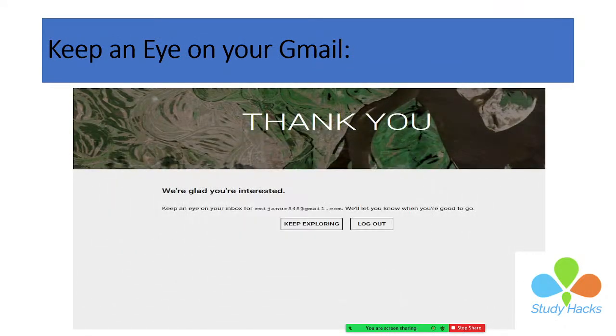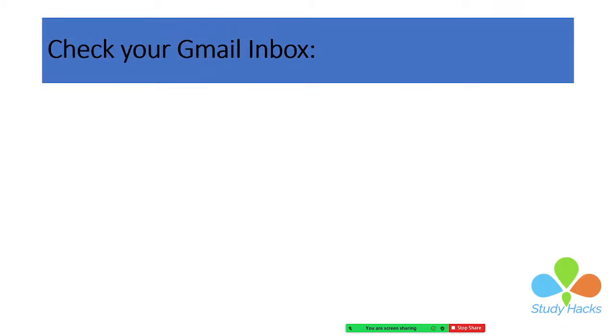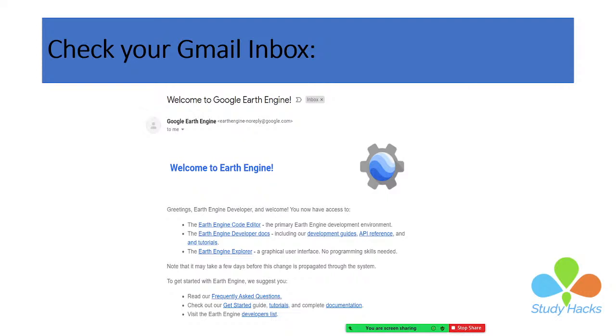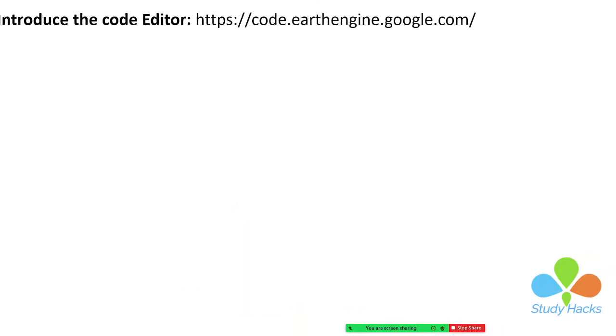When you want to use the Google Earth Engine code editor, once you complete your registration, you get a message in your Gmail like this. This is the message I got when I completed my registration successfully. You can simply click on the Earth Engine code editor here. When you click here, it opens a new link.